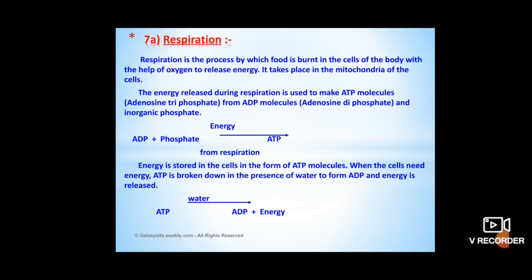After that, ATP molecules will be converted into ADP molecules. ADP means adenosine diphosphate. So ADP plus phosphate gives energy, with the help of the ATP molecules. Energy is stored in the cells in the form of ATP molecules. Whatever energy is released at the time of breakdown of food particles is in the form of adenosine triphosphate, which means ATP.